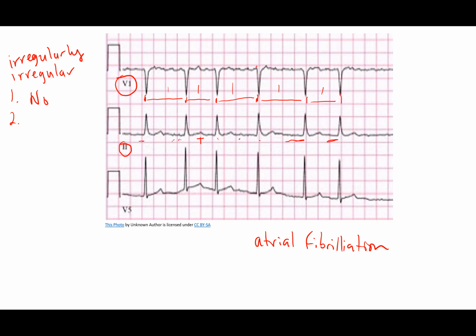It's actually irregularly irregular. When you see that, you know that it's atrial fibrillation. This is a super common rhythm, especially in older individuals. The older you get, the higher the incidence.